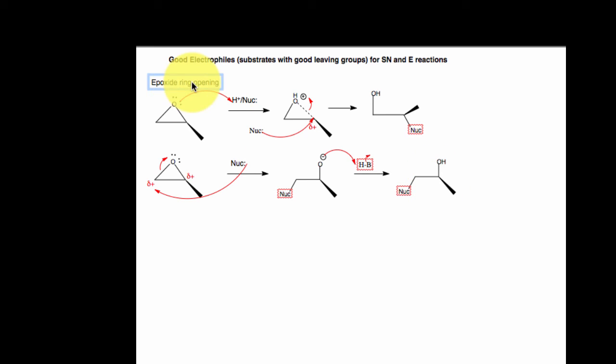So again, under acidic conditions, we protonate first, elongate the internal bond to the more substituted carbon, and the nucleophile adds at that center in an inversion SN2 pathway. Under basic conditions, the nucleophile comes into the less hindered pathway since neither of the bonds are particularly elongated, allowing the nucleophile to substitute at the less hindered center, and after protonation we get nucleophile less hindered, alcohol more hindered. In both cases, we make a bifunctional 1,2 compound.